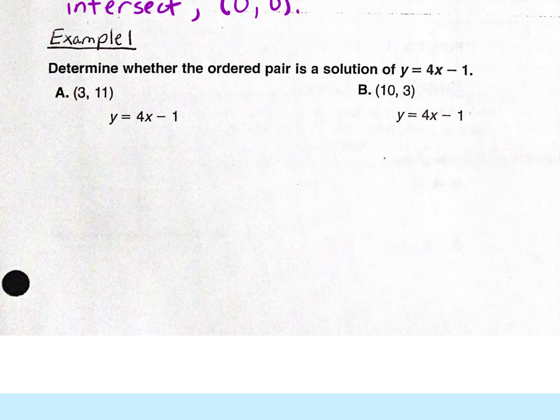In example 1, we're going to determine whether each ordered pair is a solution of the equation y = 4x - 1. So to do this, we're simply going to plug those coordinates in for x and y. In our first example, part A, we plug in 3 for x and 11 for y, and now we simplify and find out if this is equal. 11 is already by itself on the left side. On the right side, 4 times 3 minus 1 is 11. This is a true statement, so yes, this is a solution.